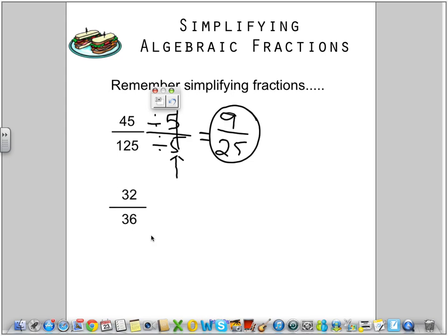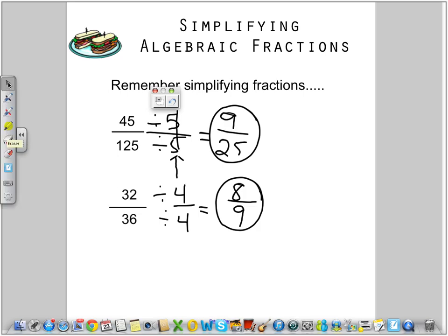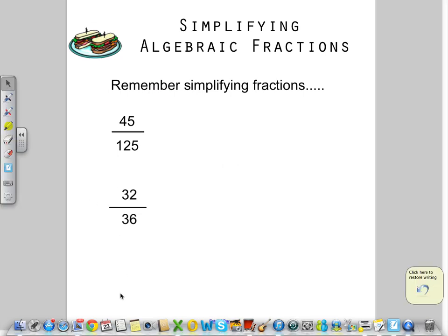If I'm most efficient, I would find the GCF, which is 4. Divide by 4 over 4, which is the same as dividing by 1, and I would get 8 over 9. Now, you could have done that in 2 steps, dividing by 2 and then dividing by 2 again on both the top and the bottom, but that just would have taken more time, although you still would get the same result. So now, we're going to look at this a different way.